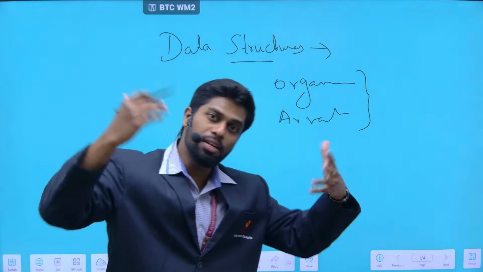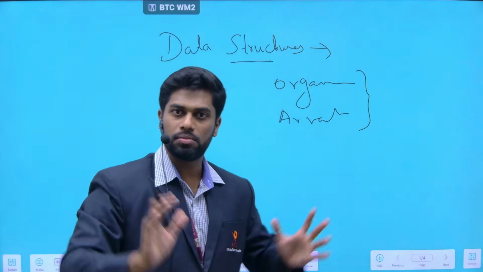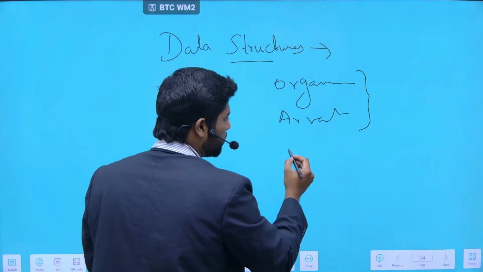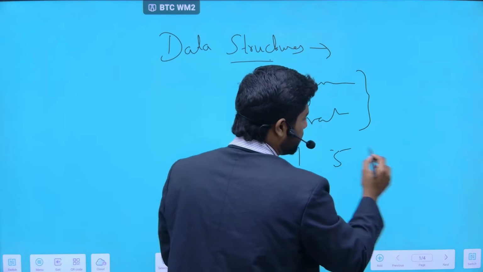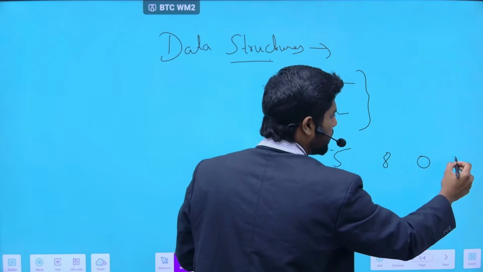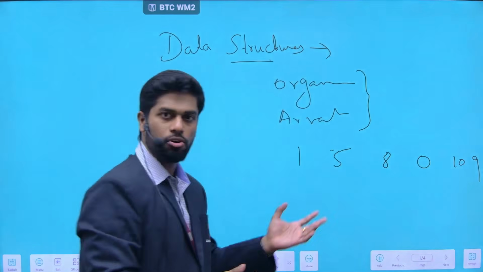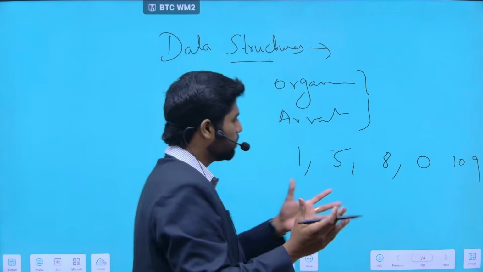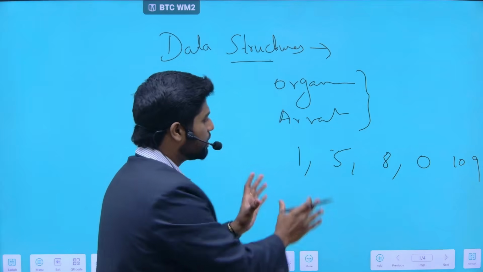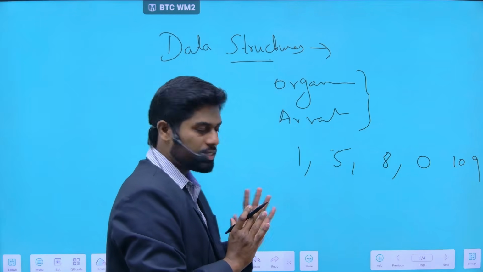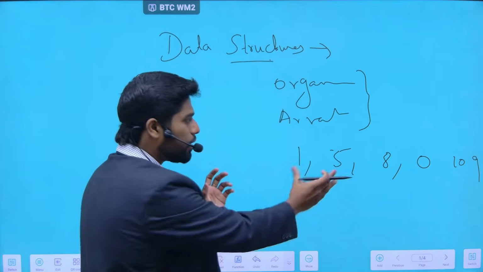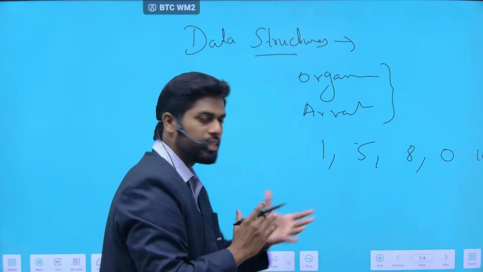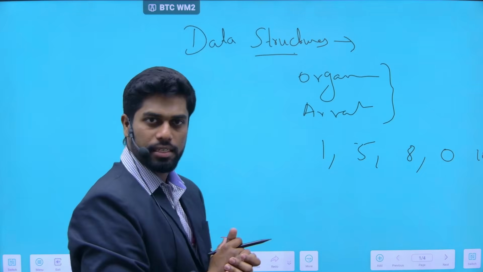Data will be in any form. For example, if you take integers, the integer data will be 1, 5, 8, 0, 10, 9. We don't know under which format which data comes first. Some data is there, 1, 5, but in which order is it? Whether it is in ascending order or descending order, we don't know.